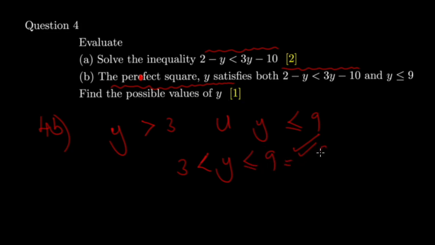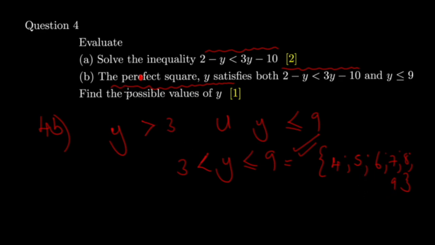So the set for this is greater than 3, which means 3 is not included. So it can be 4, 5, 6, 7, 8, and also 9. All these are possible values of y.